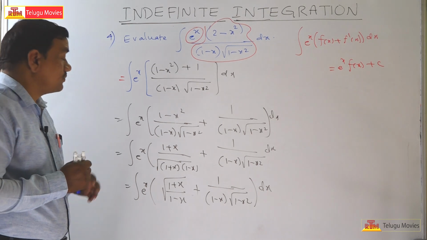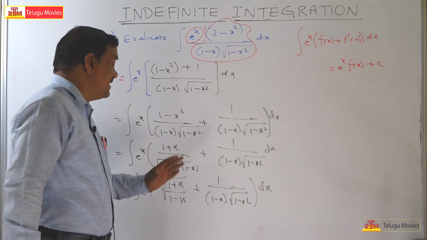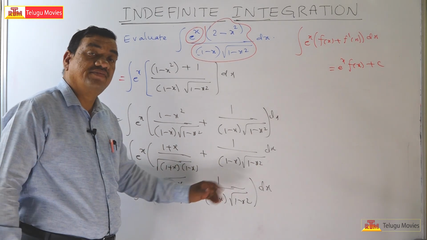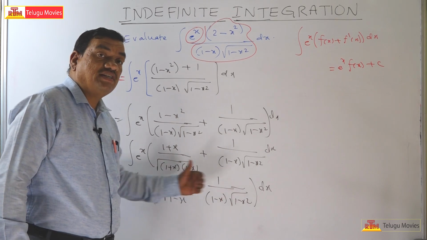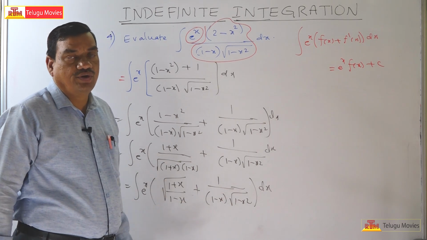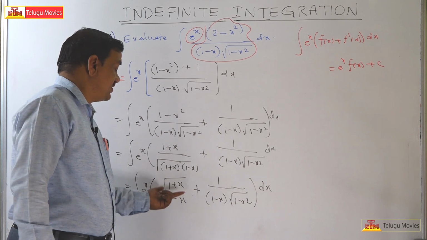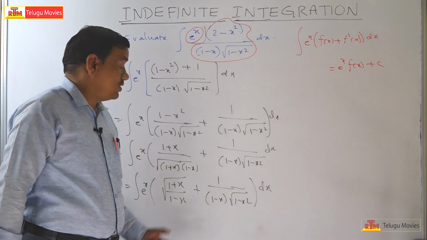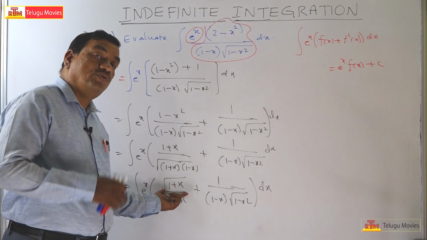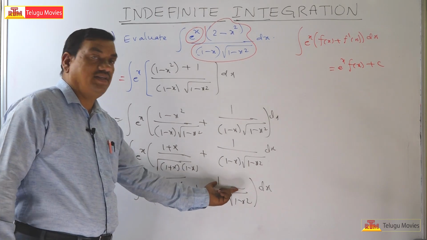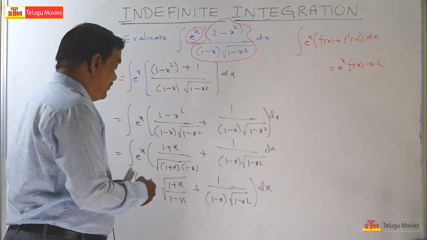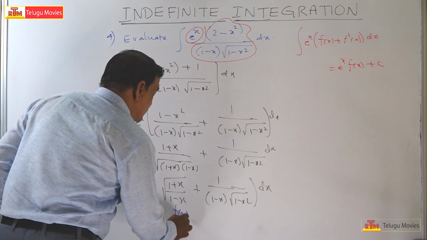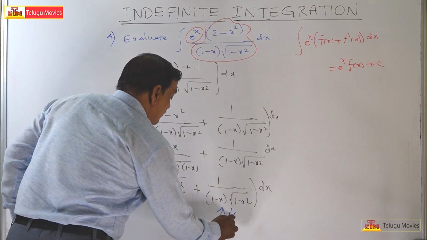See here, clearly, don't think that this is f of x, it is f dash of x. It may be f of x, this may be f dash of x, we don't know. Understand this. Don't think that the first function is always f of x. Now take this as f of x, find its derivative, you will get this. Understand? So if you take it as f of x, this is your f dash of x.